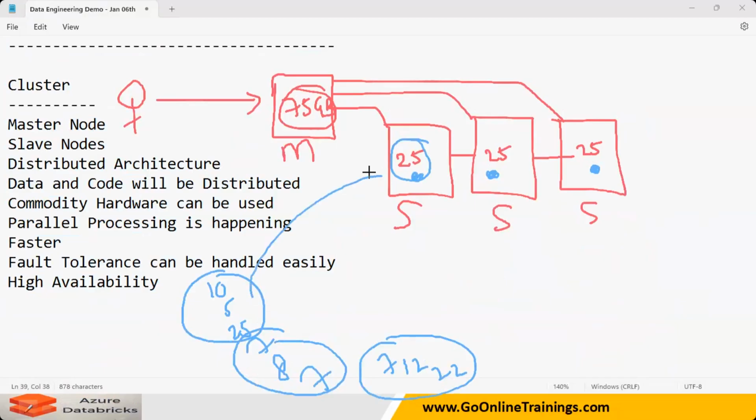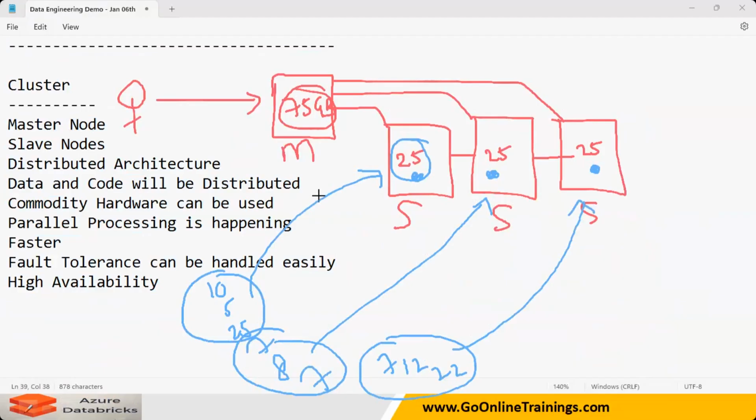One copy of data will go here. One copy of data will go here. One copy of data will go here. This is one copy. Okay. So it is going to be processing with this data. It is going to be processing with this data. It is going to be processing. This is only one copy.